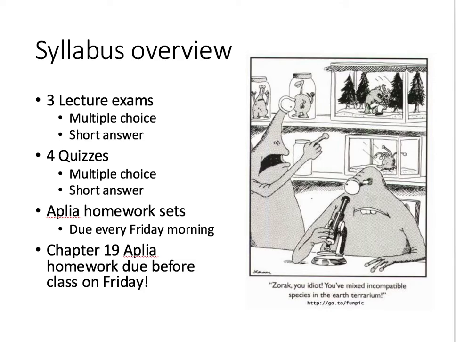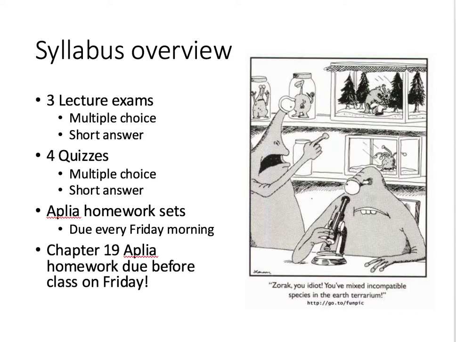Also, the Aplia homework sets. There will be Aplia homework sets available in Blackboard in the course folder for each week, and they're due every Friday morning. The Aplia serves as extra credit. You have to complete all the Aplia homework sets that are available, and if you do so and get a passing grade, passing being 70, I will add 5 points to your lecture exams. That's a way of giving you incentive to read the material, but also to take advantage of these Aplia homework sets to get additional practice on concepts that we'll talk about in class.